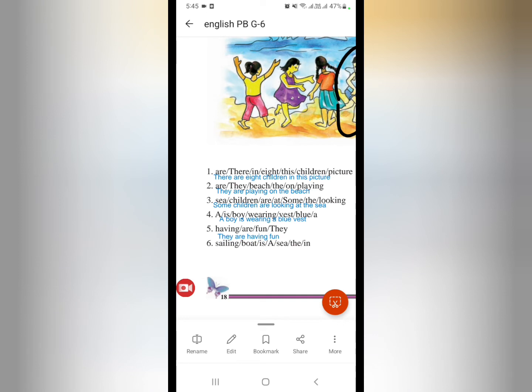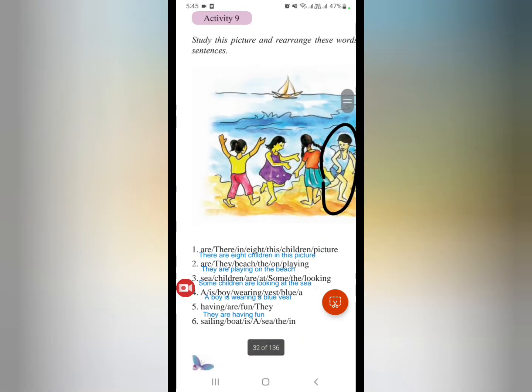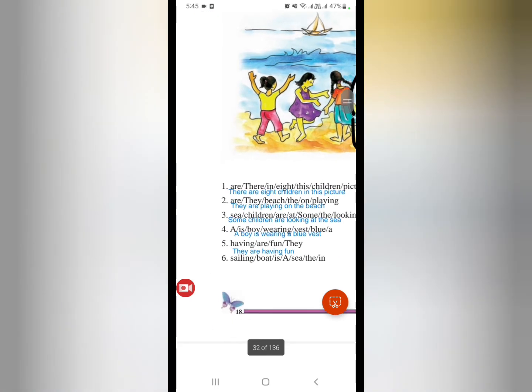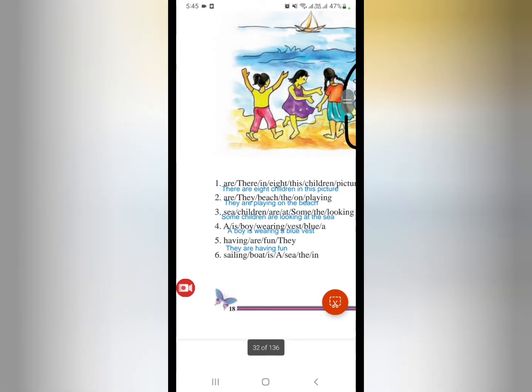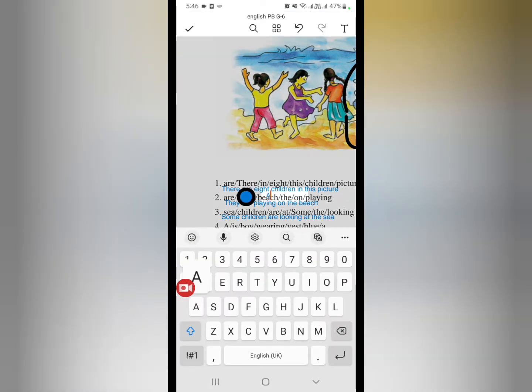Again, A is the first word of this sentence. I said there is a boat sailing on the sea. Now they have used A. A boat is sailing in the sea. Capital A, boat is sailing in the sea.